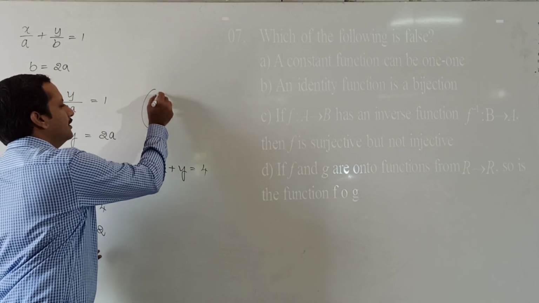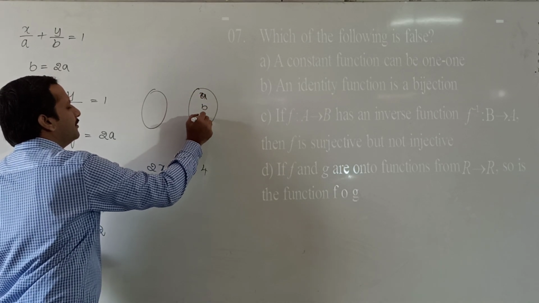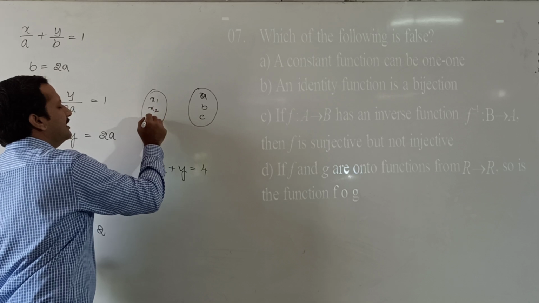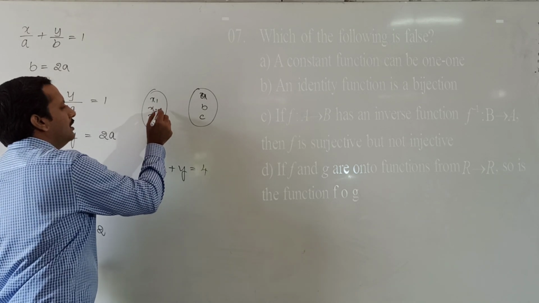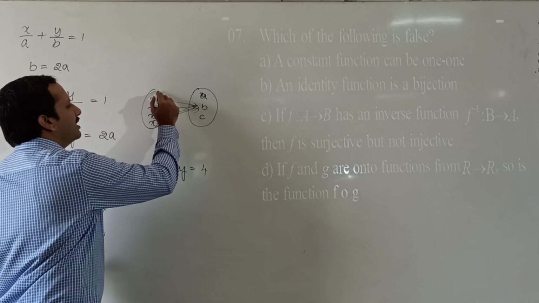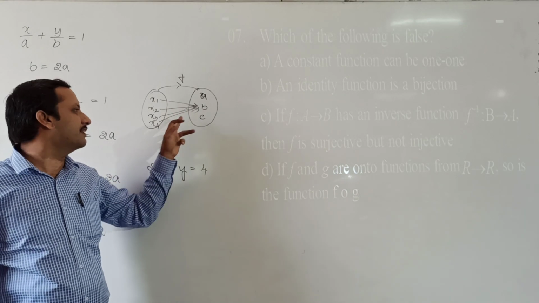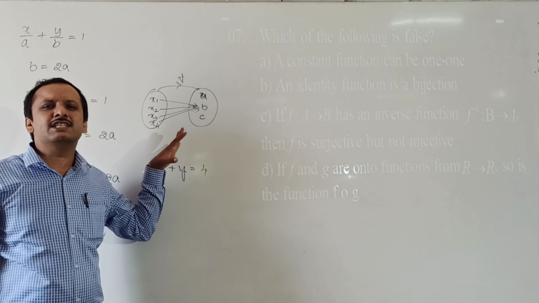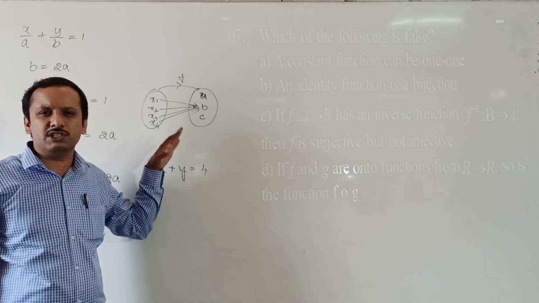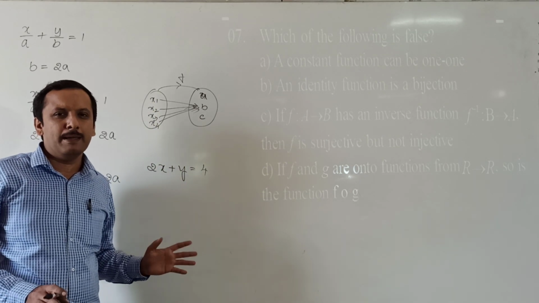singleton set, see, in general, let us say this is what we have. So this is a constant function. F of x1 is equal to b, f of x2 is equal to b, f of x3 is b, f of x4 is also equal to b. This is not a 1, 1 function. It's a constant function. In general, a constant function is not 1, 1.